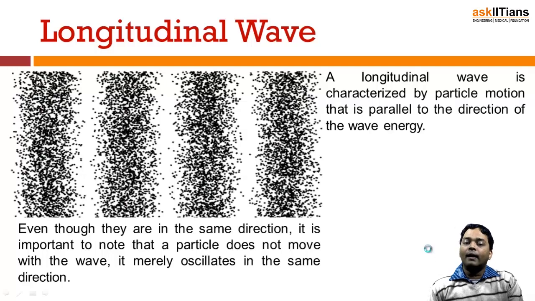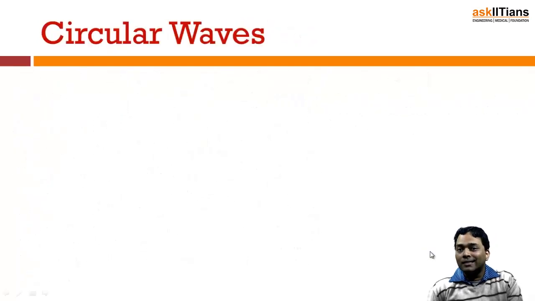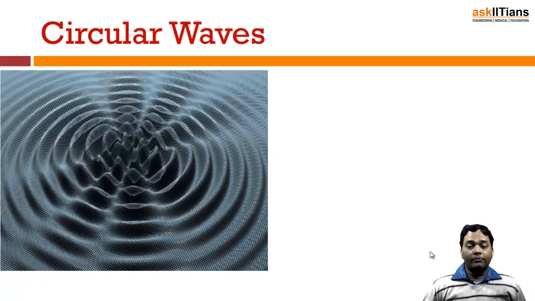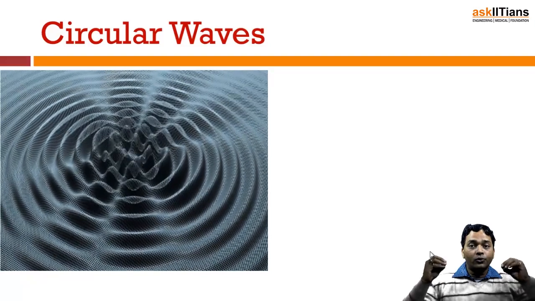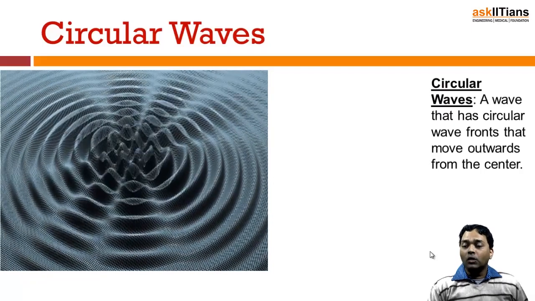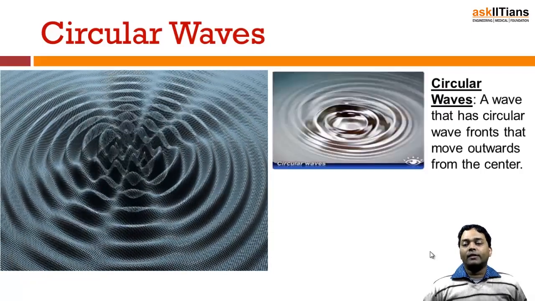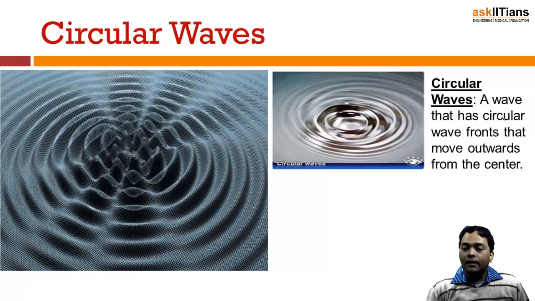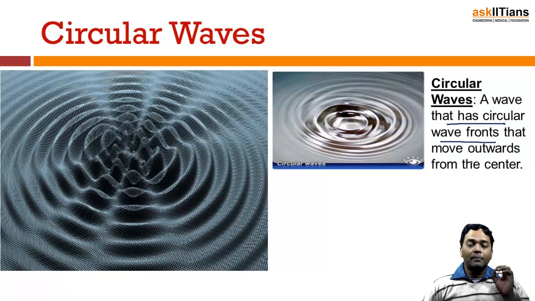Now if we move on and talk about circular waves. Circular waves are the case that I just mentioned some time back about the ripples being formed. As you see, if you drop a stone and the stone causes ripples to form, that is what is known as a circular wave. To define it precisely, we can say that a circular wave is a wave that has circular wave fronts that move outwards. Wave fronts basically mean that the displacement from its origin or from the center is constant. So that is what is meant by a circular wave.